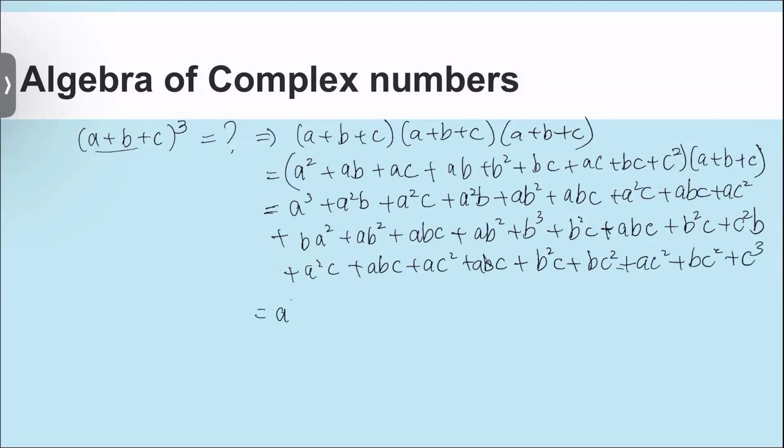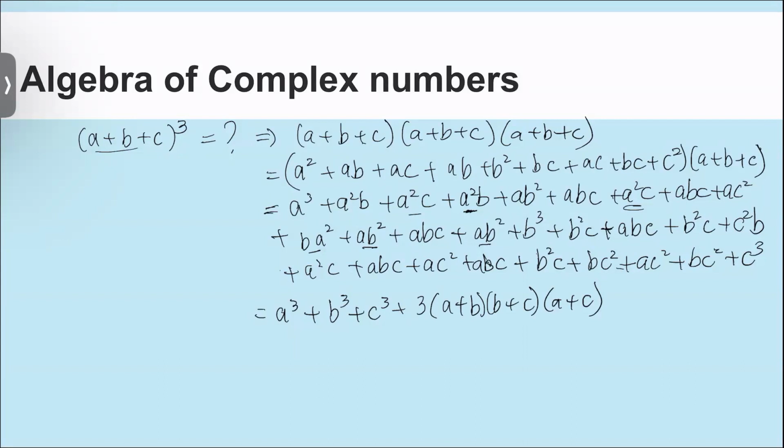Now take a cube plus b cube plus c cube outside. If you simplify and club all the different terms, starting with a squared b first, you have one a squared b, a squared b, a squared b, and a squared b again. If you club all of them together, what you actually get is 3 times a plus b, b plus c, then a plus c. This is what we get when we simplify.